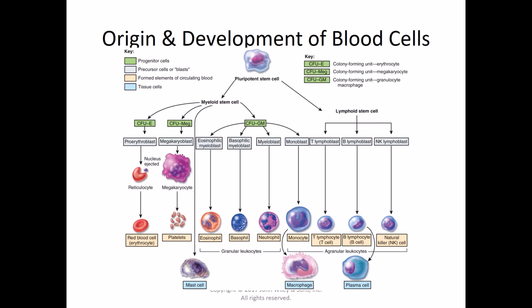So those myeloid stem cells become colony-forming units. So we've got colony-forming unit erythrocytes, megakaryocytes, and granulocytic macrophages, and these are going to become precursor cells. The suffix blast means it's an immature and forming cell. So we've got all these different types of blasts coming from the myeloid stem cells: proerythroblast, megakaryoblast, eosinophilic myeloblast, basophilic myeloblast, myeloblast, and monoblast. And these stem cells can differentiate into different types, we can see. So that's how we get all these different types of blood cells from just this one pluripotent stem cell and this myeloid stem cell.